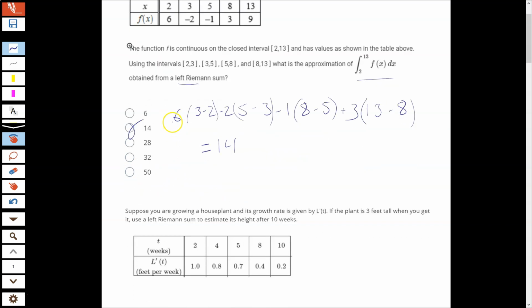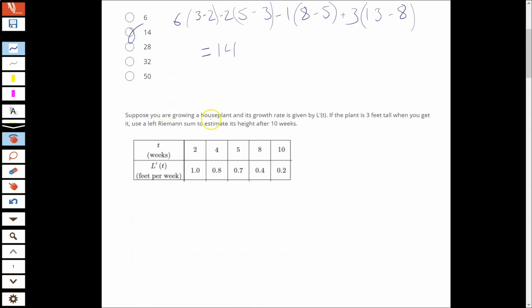Alright, next one is very similar. So we're going to use a left Riemann sum to estimate the height of the plant. Notice the y in this table is a derivative. It is growth rate per week. Okay, so we're adding up all the individual changes in growth. Now, this one's somewhat different if the plant is 3 feet tall when you get it.